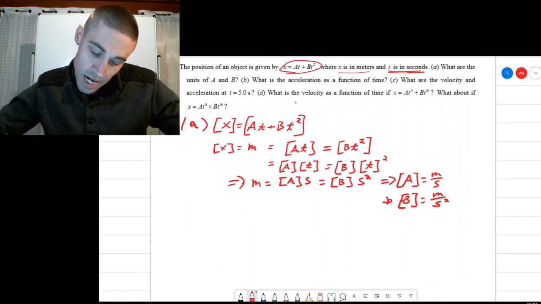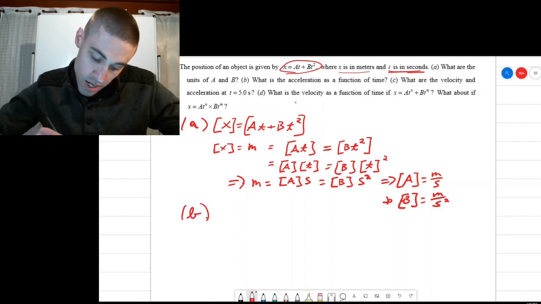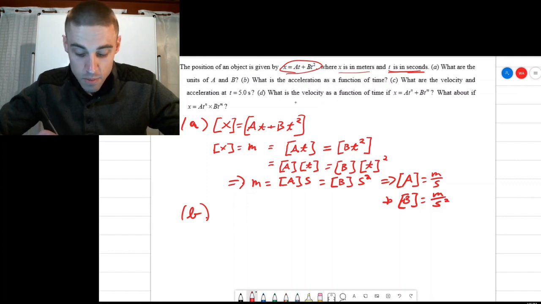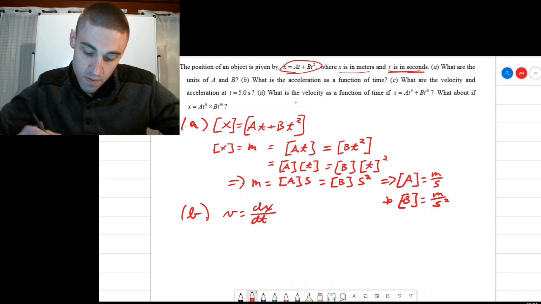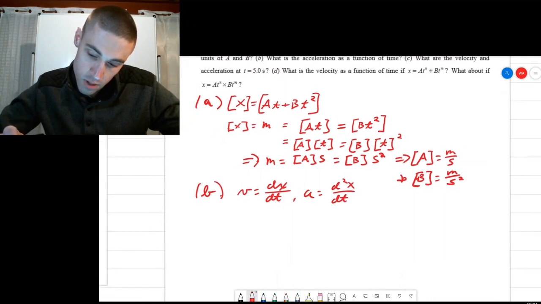So part B asks, what is the acceleration as a function of time? Well, we have a given position versus time, and if you remember, velocity is the first derivative of position. Acceleration is the second derivative of position. So let's take the derivative of our polynomial here.